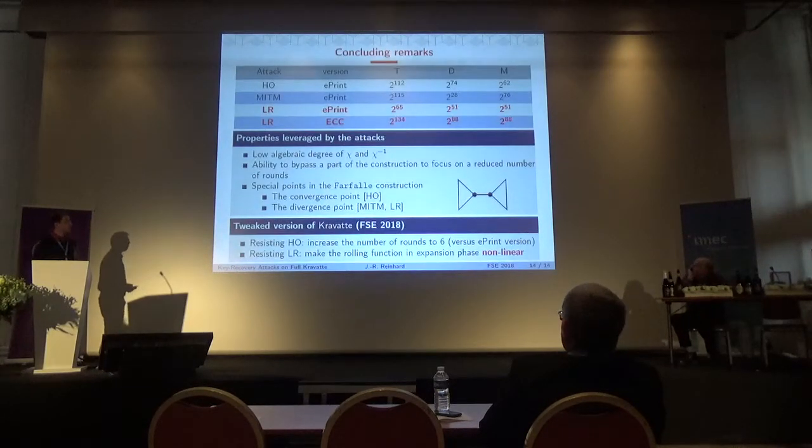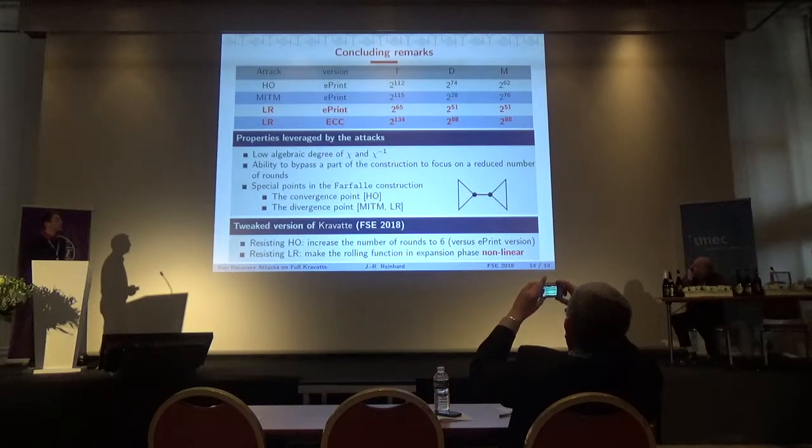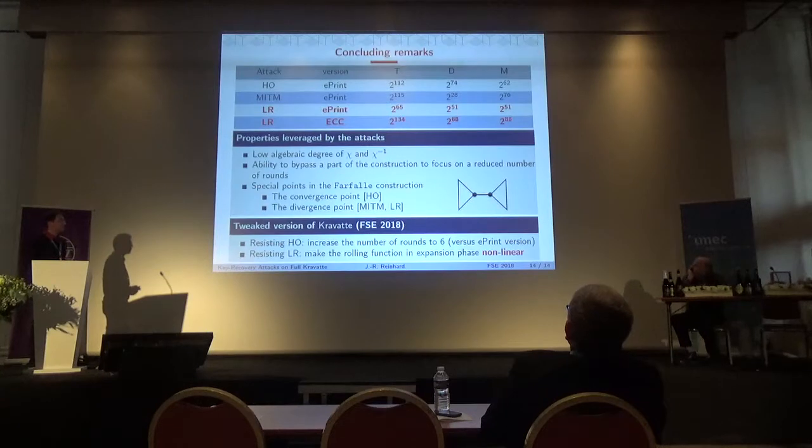So, some concluding remarks. We have proposed several attacks against the preliminary versions of Kravatte. All these attacks exploit the fact that we have a really low algebraic degree for the function and its inverse, and the ability that we have to bypass some part of the construction of Kravatte. There are two specific points in Farfalle: the convergence point, which can be abused in the higher order attacks, and the divergence point, which can be abused in the meet-in-the-middle and linear recurrence attacks.